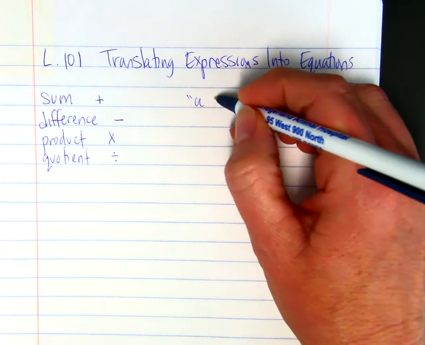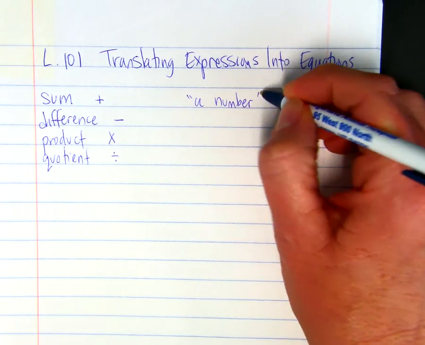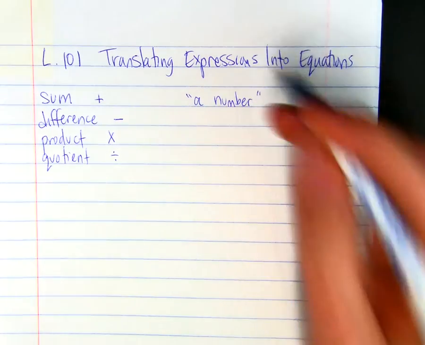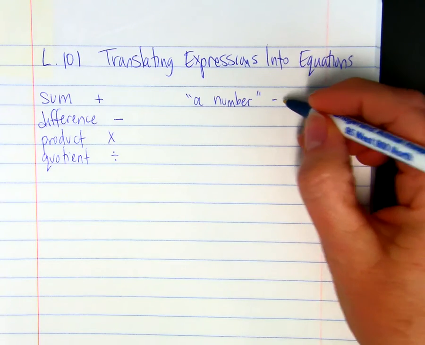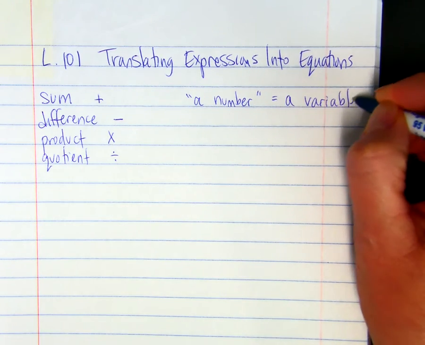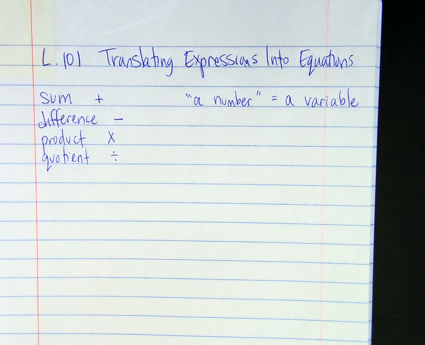Whenever you see a number, so you're going along and it says a number is, that's your variable. So that means we don't know what it is. So we put in a variable, which is just the letter.